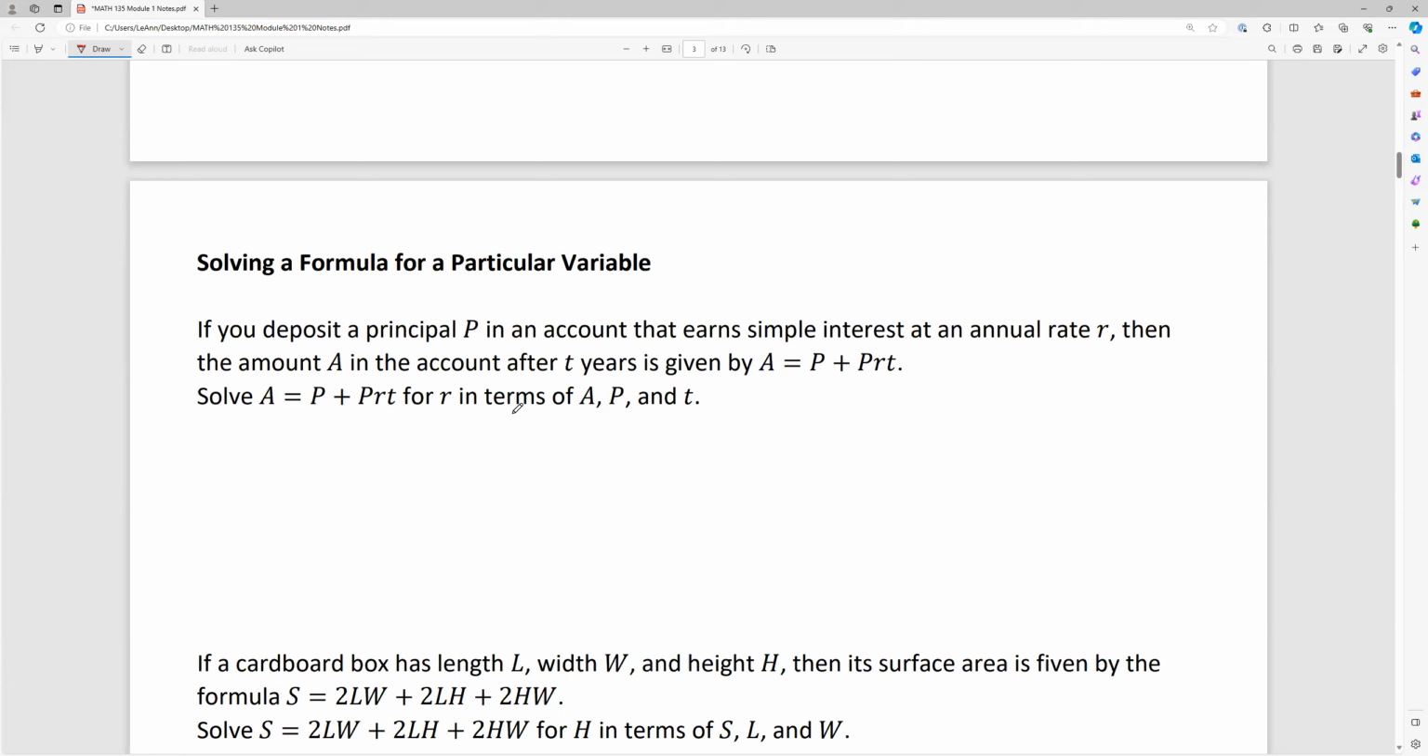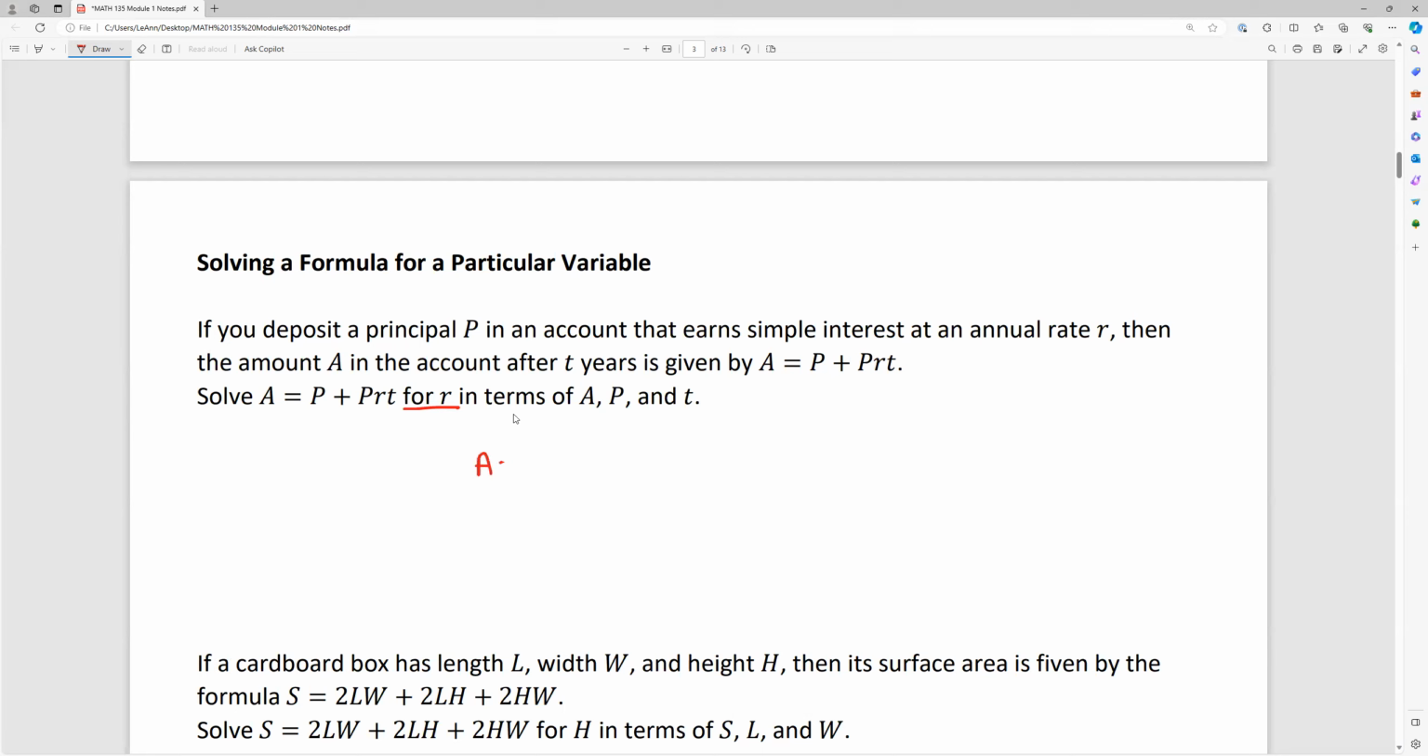So if you deposit a principal P in an account that earns simple interest at an annual rate R, then the amount A in the account after T years is given by A equals P plus PRT. So this is a financial example. So notice that you have to read your directions to see what they want you to solve for. They want us to solve for R, and notice they say in terms of A, P, and T. So A, P, and T are the variables that are allowed to be on the other side of the equation.